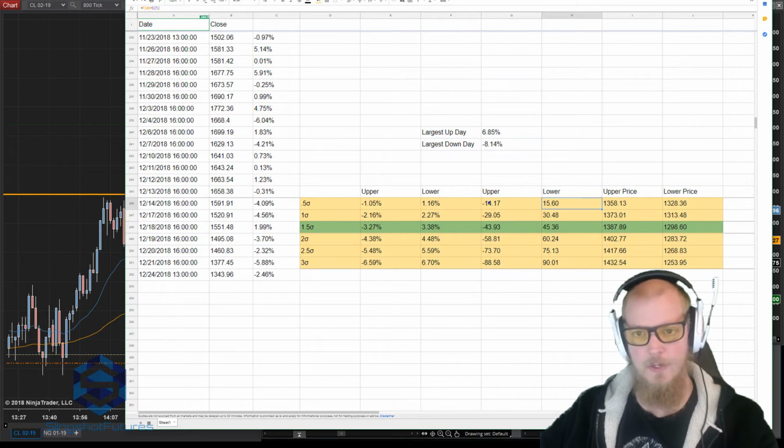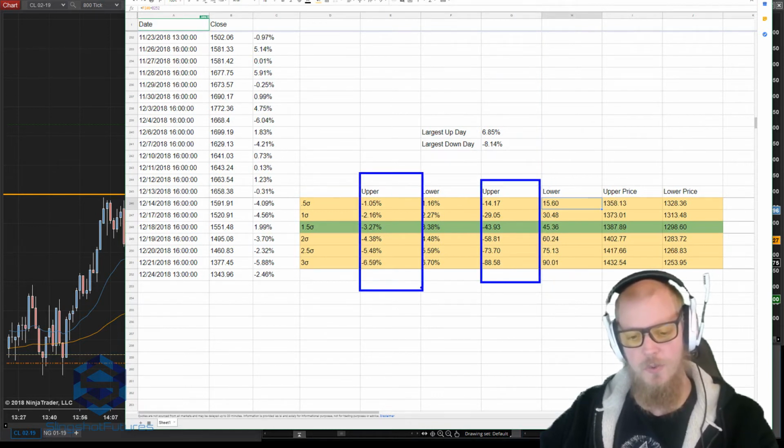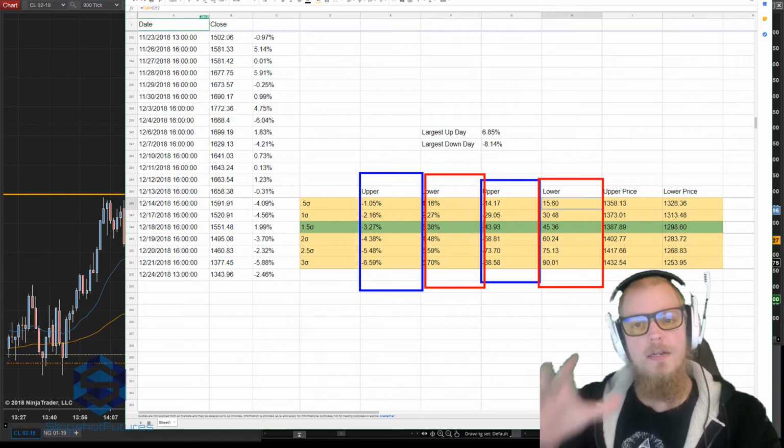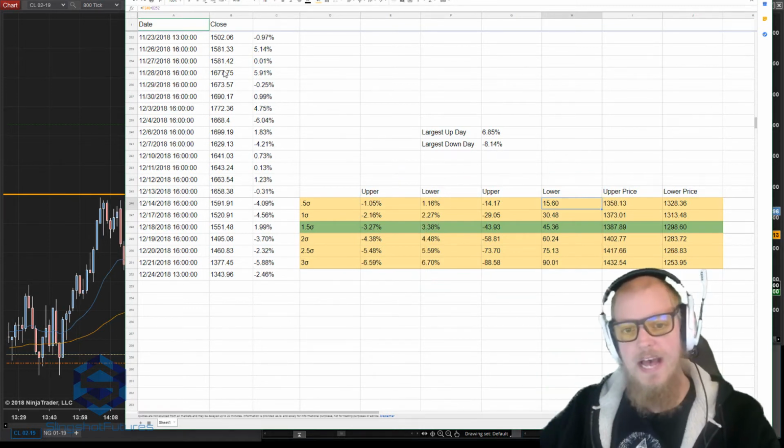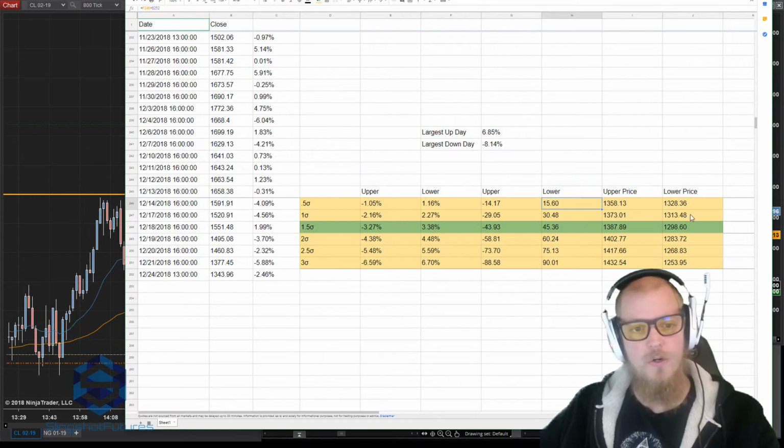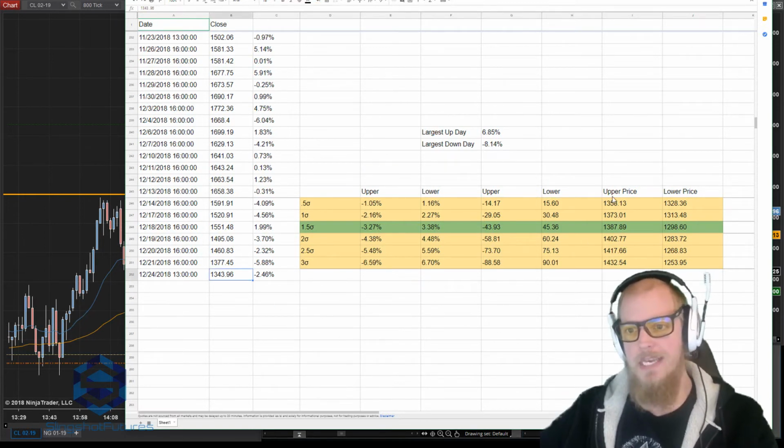This column, actually, let me do it this way. This column references this column. And if we switch this over to red, this column references this column, right? That's the only difference here. Now that we've calculated the dollar value, we can then essentially add or subtract that to the last closing price, and we have our standard deviations. Piece of cake, right?